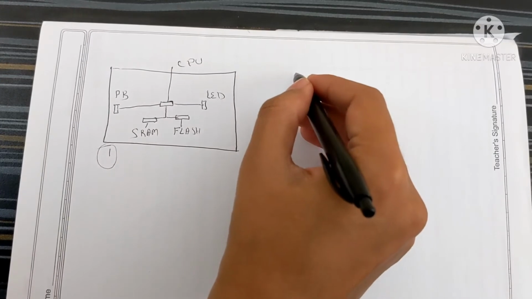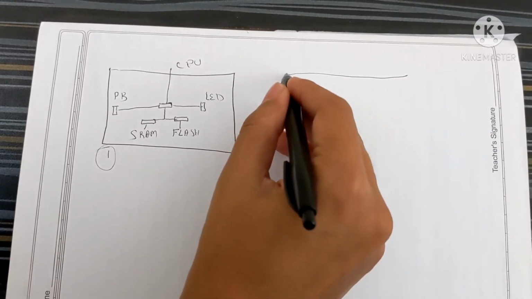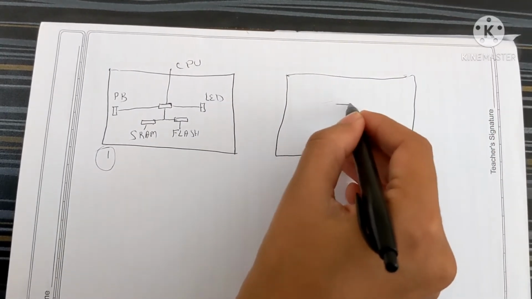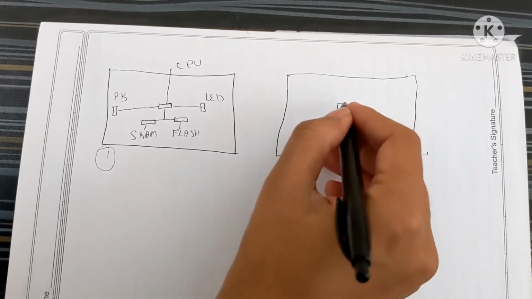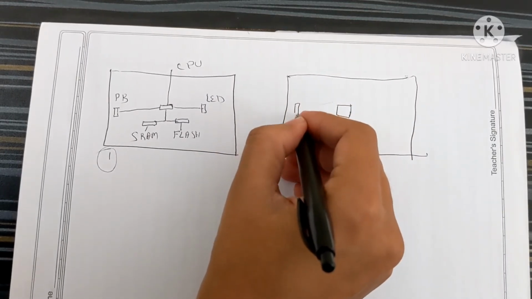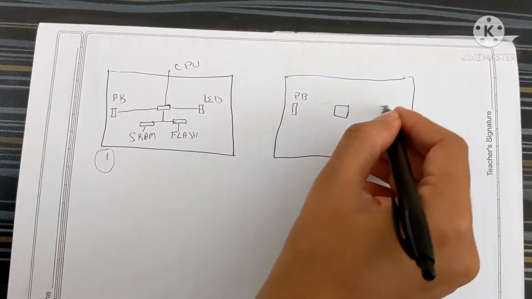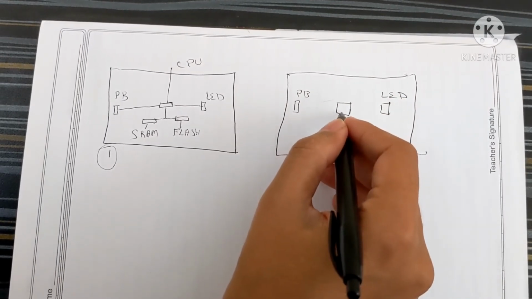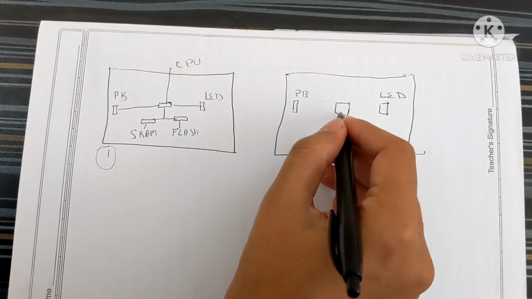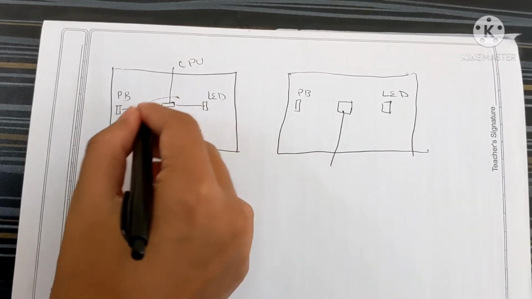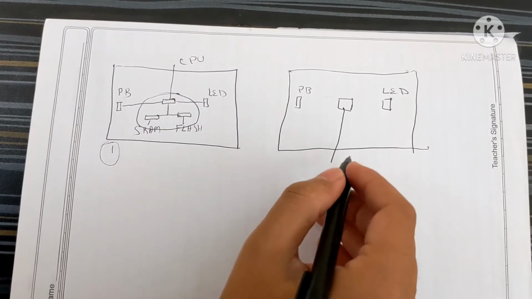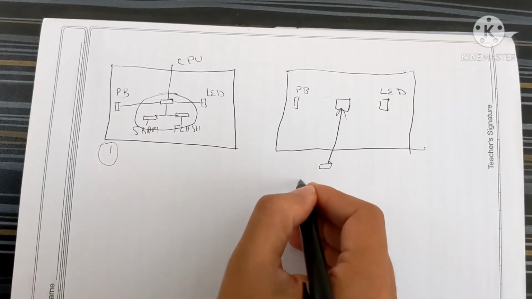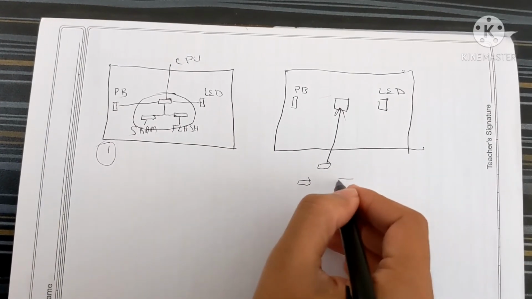The other option you have is to take the motherboard, put one chip here, put a push button here, and put an LED here. Okay, what does this chip contain? In this chip all these three components are embedded. It contains the CPU, the main memory SRAM, and flash.